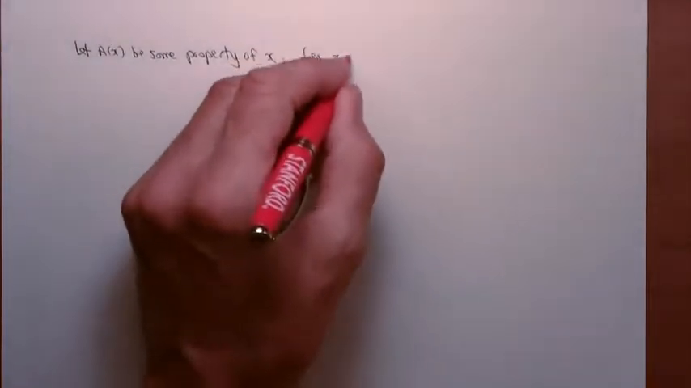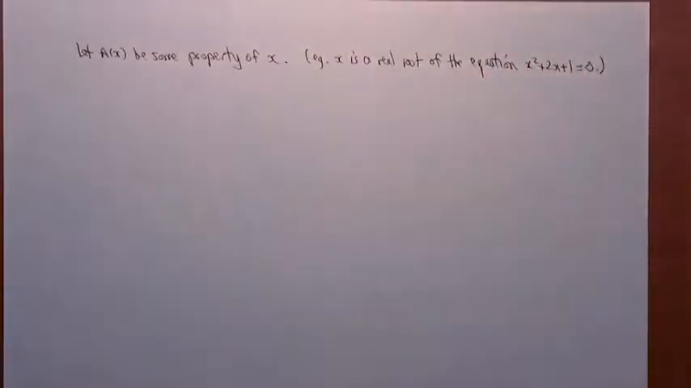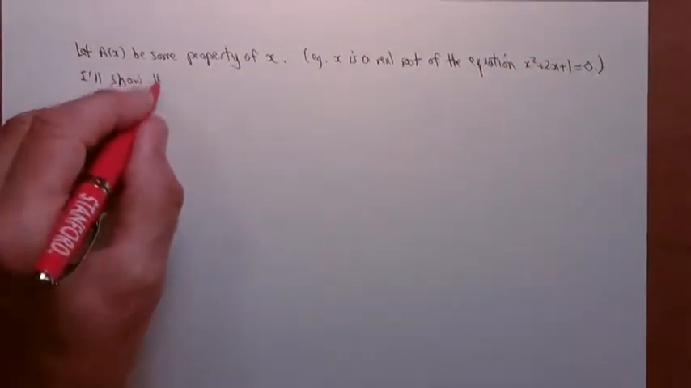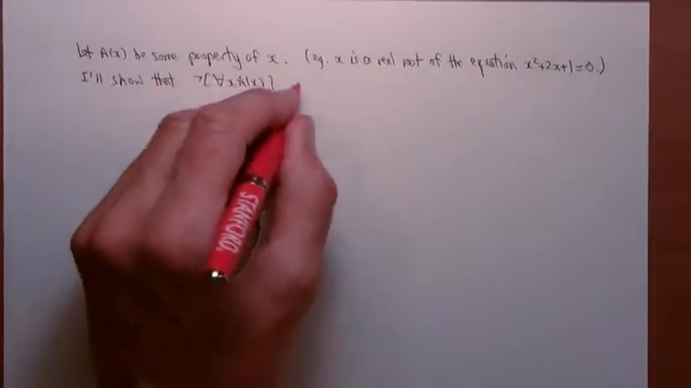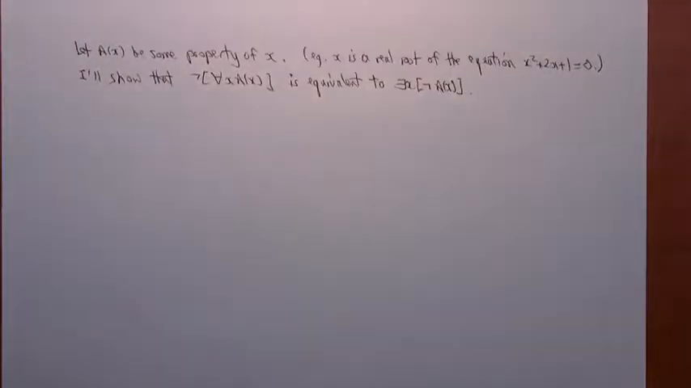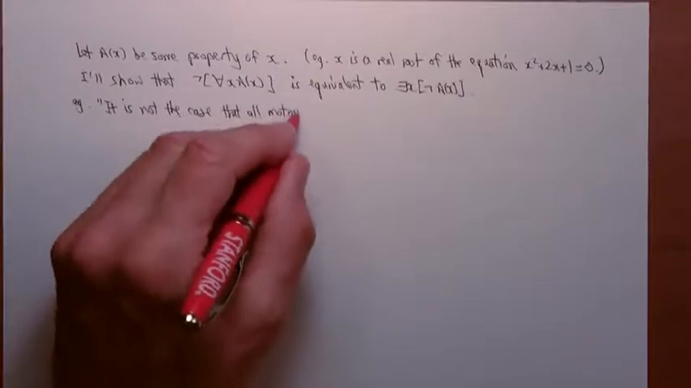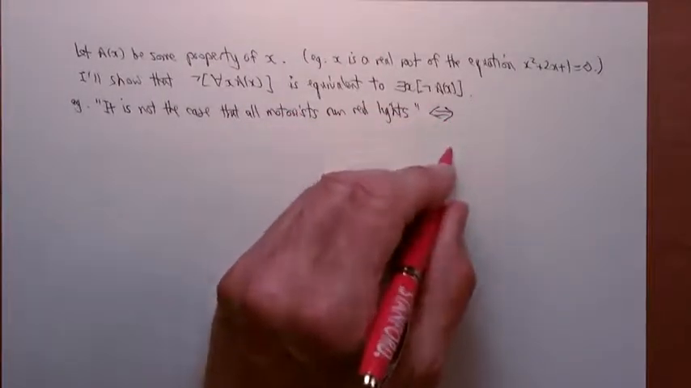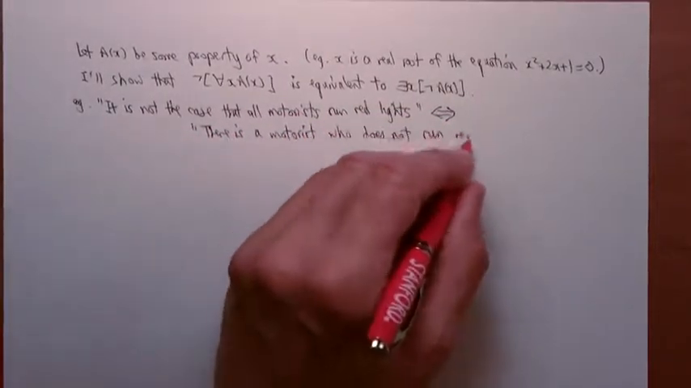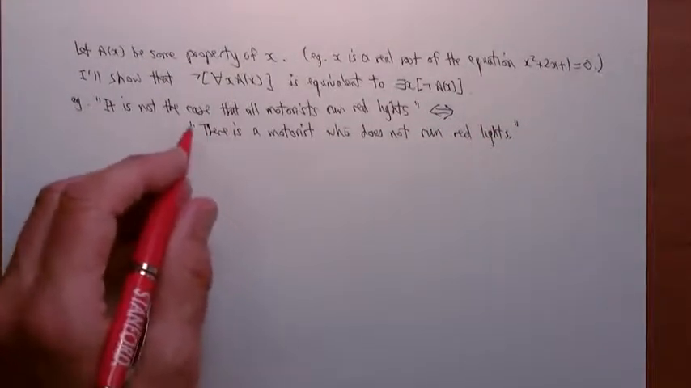Let A of x be some property of x. For example, x is a real root of the equation x squared plus 2x plus 1 equals 0. I'll show that not for all x A of x is equivalent to there exists x such that not A of x. For example, it's not the case that all motorists run red lights is equivalent to there is a motorist who does not run red lights. Well, in this case, it's pretty obvious that these two are equivalent.